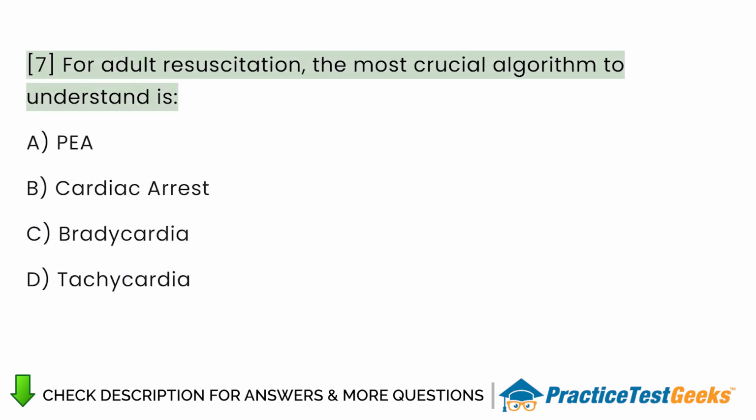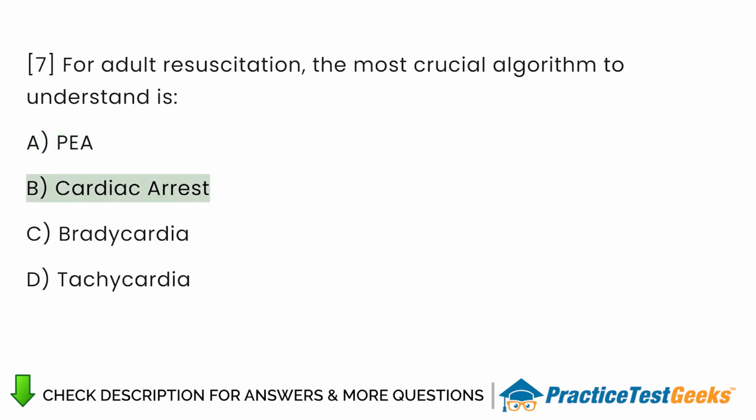For adult resuscitation, the most crucial algorithm to understand is A. PEA. B. Cardiac arrest. C. Bradycardia. D. Tachycardia.